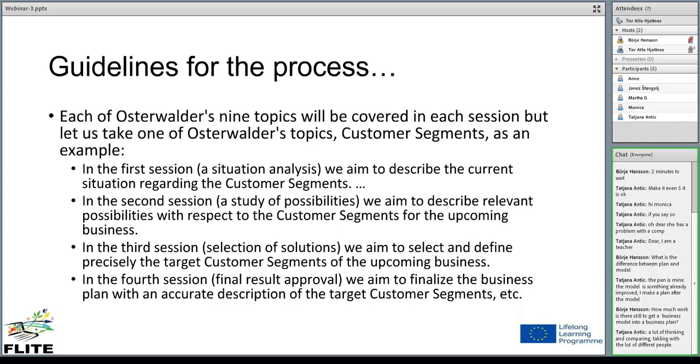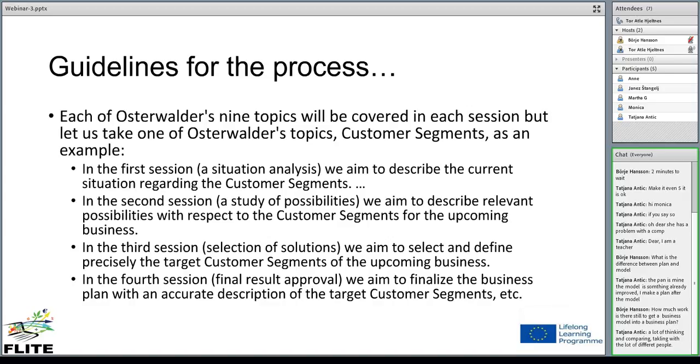In the second session, which we call a study of possibilities, we will aim to describe relevant possibilities with respect to the customer segments for the upcoming business. In the third session, which we call selection of solutions, we will aim to select and define precisely the target customer segments of the upcoming business that we are planning. And in the fourth session, we call final result approval, we will aim to finalize the business plan with an accurate description of the target customer segments.